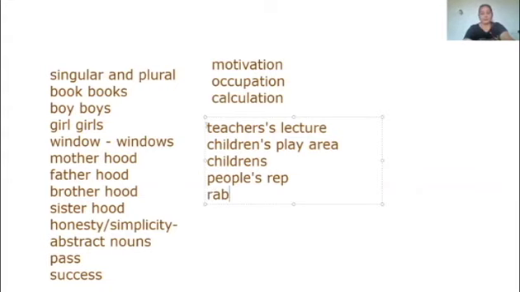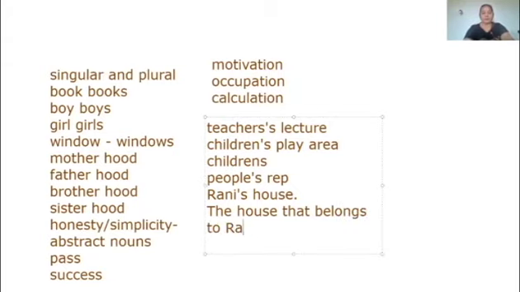Okay. Rani's house. Rani's house means the house that belongs to Rani. All right. So this is how you need to understand and analyze possessive nouns. Okay. Kumar's paradise. Right. So you could add any word with an apostrophe to show it is a possessive noun. All right. I hope that you have understood this. Next.